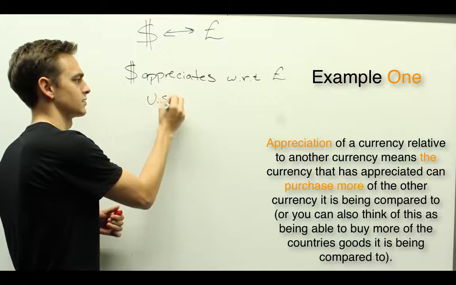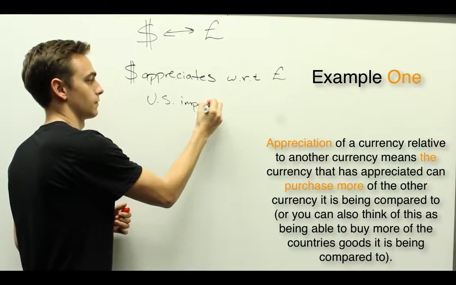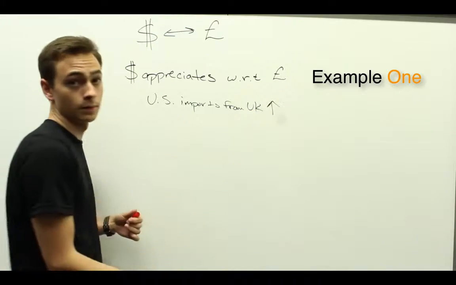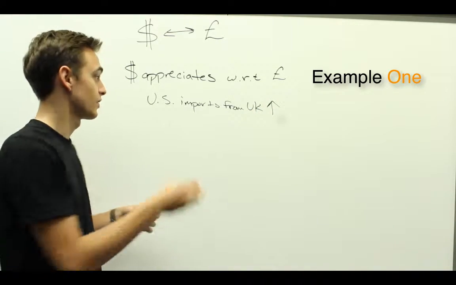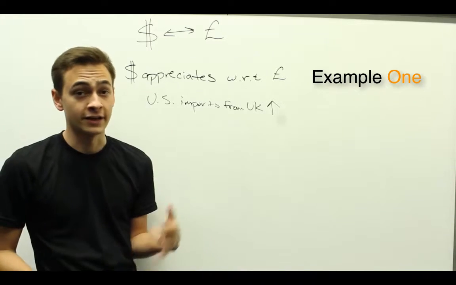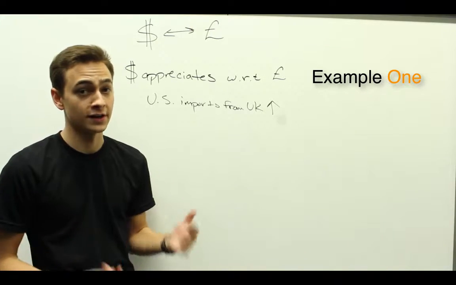So when the dollar appreciates, US imports from the UK go up. I know this is kind of confusing, so I would like you to write it all out. This is from the United States' perspective. They can buy more pounds, they can buy more goods, so they're going to increase their imports.